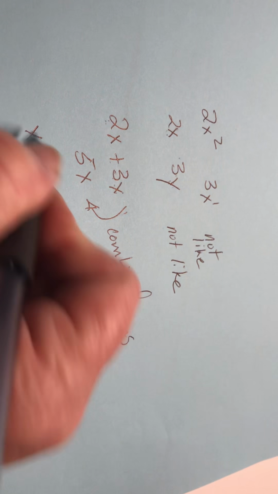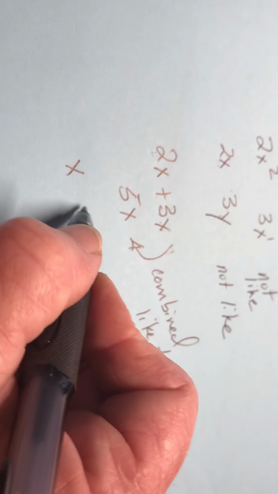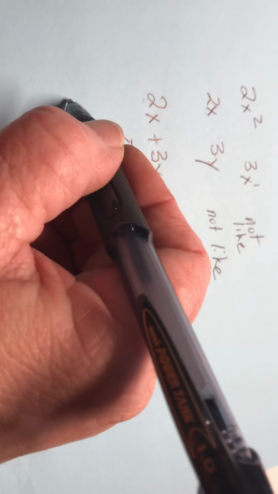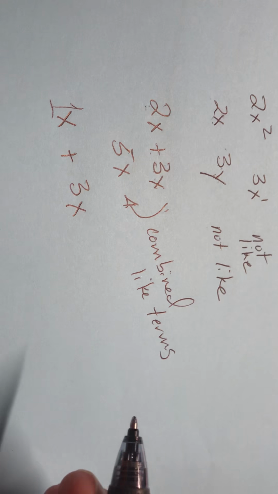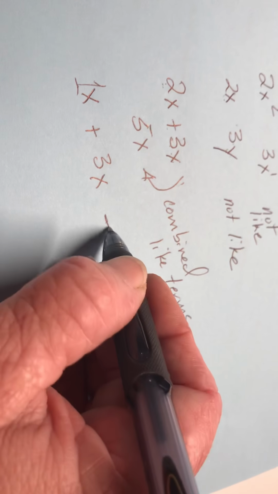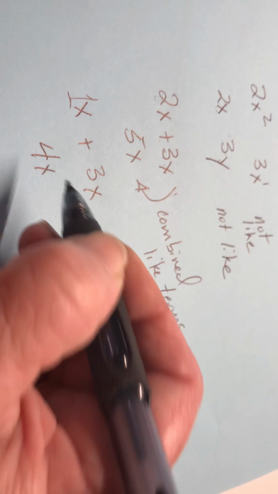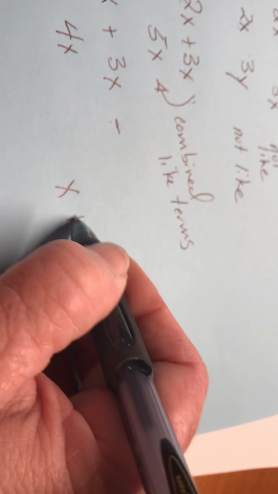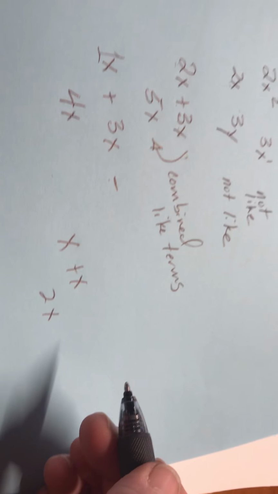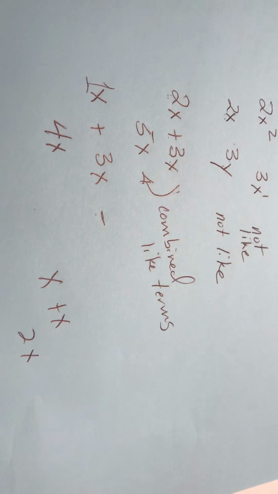Please remember, if there's just a Lone Ranger x, there's really a 1 here. It likes to be invisible. So this is 1 plus 3. All right? Well, I won't say equals. So if I just have x plus x, how many x's do I have there? I have 2 x's. Okay? Those are all like terms.